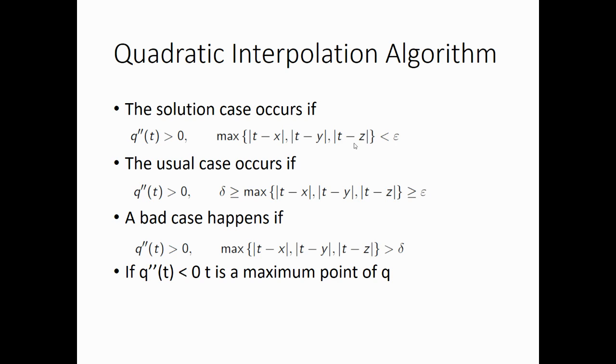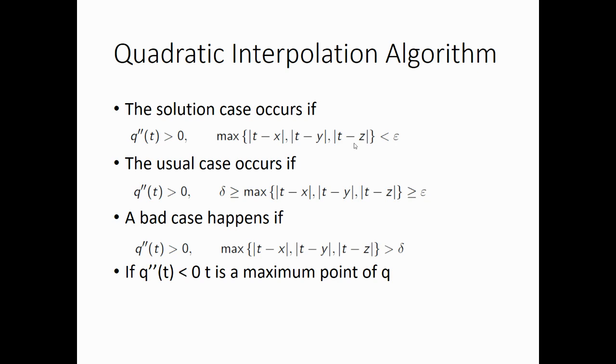Now, we have a bad case that happens if q double prime of t is greater than 0 and the maximum is greater than delta. That's the bigger value than the epsilon. Here, t is the minimum point of q, but so remote that there's some danger in using it as a new point. We identify one of the 3 original points that's farthest from t, for example, x, and we also identify the point closest to t, say z. Then we replace x by z plus delta times sign of (t minus z), and u by f of x.